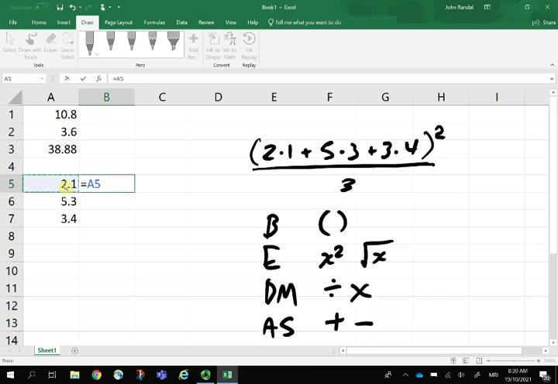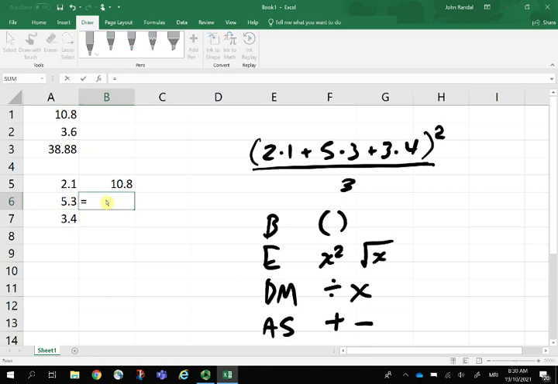So I can add the number that's in cell A5 to the number that's in cell A6 and the number that's in cell A7. So rather than typing the numbers, I'm pointing at them where they're sitting in cells. And it does exactly the same thing. The advantage of this approach is if I change a number, I can change it in the cell, and it will update anything based on it.